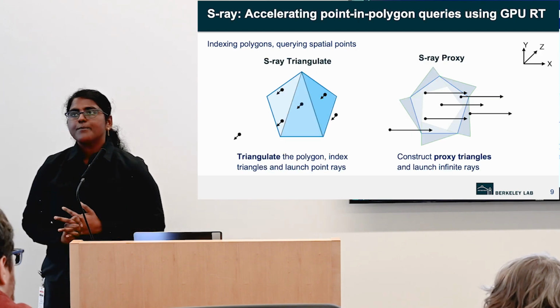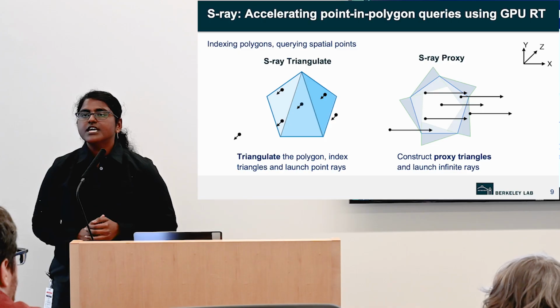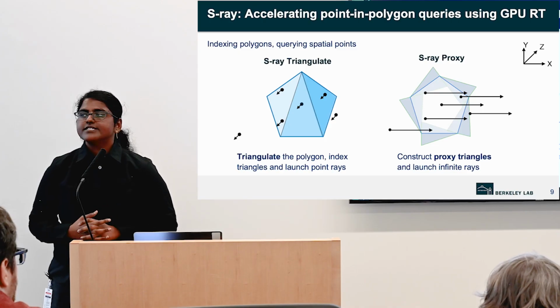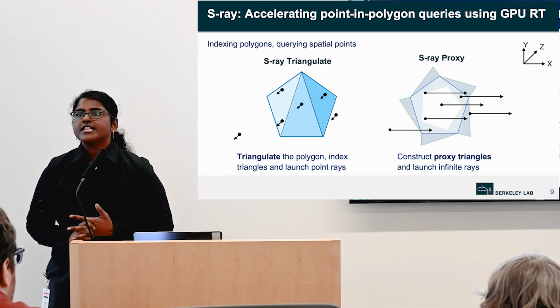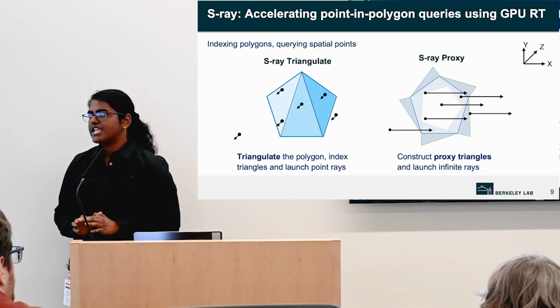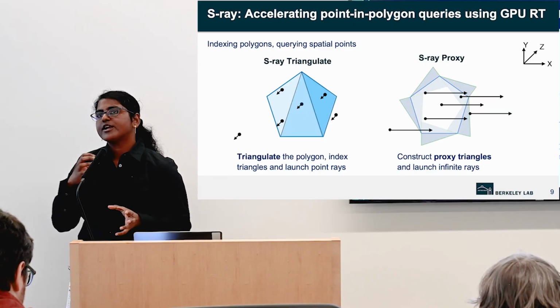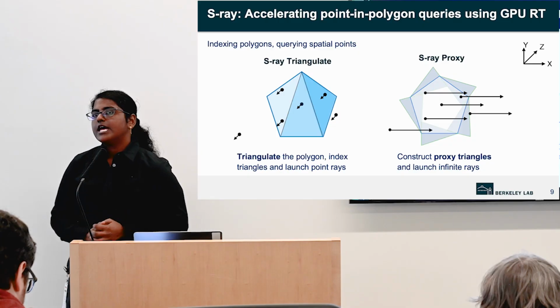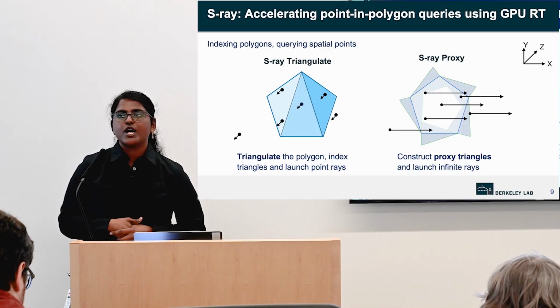And then for point and polygon queries, we have two methods, S-ray triangulate and S-ray proxy. Here we are indexing the polygons and we are querying the spatial points. So in the S-ray triangulate method, we are basically breaking down the polygon into triangles and indexing the triangles. And then we launch point rays from the actual spatial points. And when these rays hit the triangle, it means the point is inside the polygon.